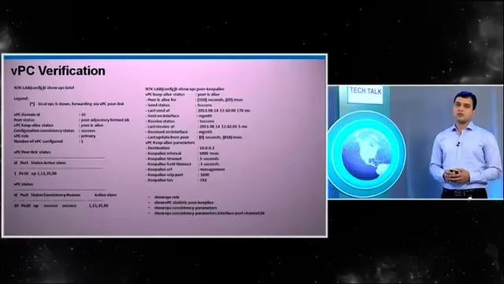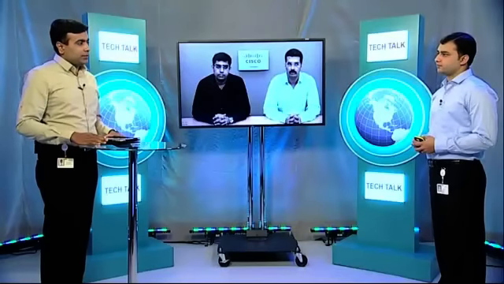So this command basically shows you all the parameters which are matched when the VPC pair keep alive, VPC pair link, or the VPC comes up. So when the peer link fails, how is traffic impacted?